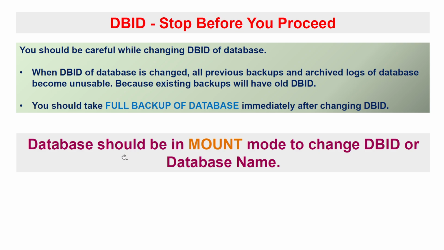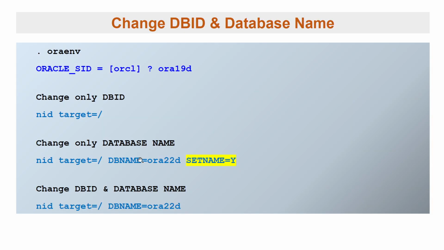Now, finally, the database should be in the mount mode to change either the DBID or database name. If you want to change the DBID or database name, your database should be in the mount mode. Now, let's understand how to change DBID and database name. So if you want to change only the DBID, set the environment variable. If you only want to change the DBID, you will say NID target=/. This particular command will not change the database name. It will only change the DBID.